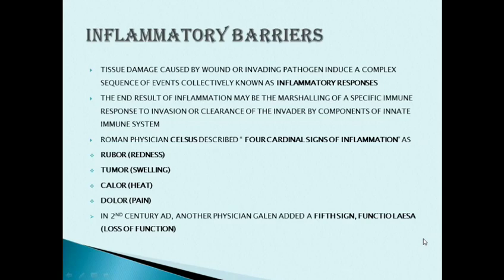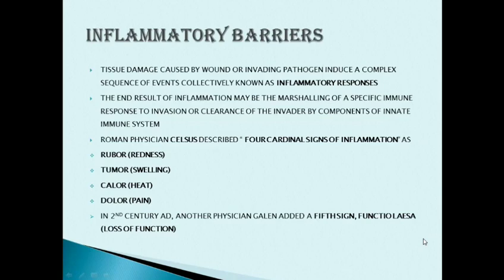There was a Roman physician, Celsus, who described inflammation as having four cardinal signs. He called it the four cardinal signs of inflammation. And what are those signs? Number one is rubor. Rubor means redness. Number two is tumor. Tumor means swelling. Number three, calor. Calor means heat. And number four is dolor.